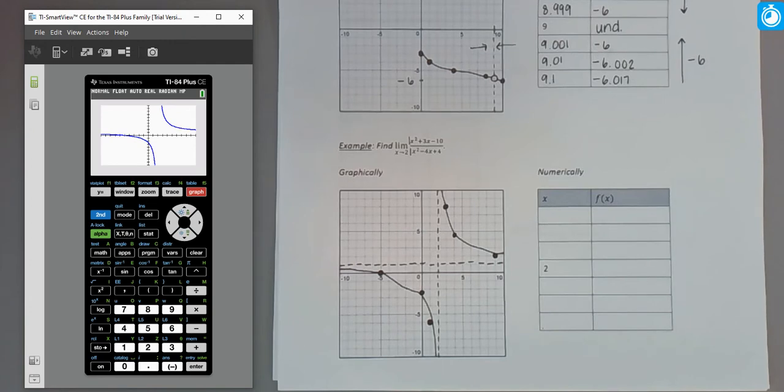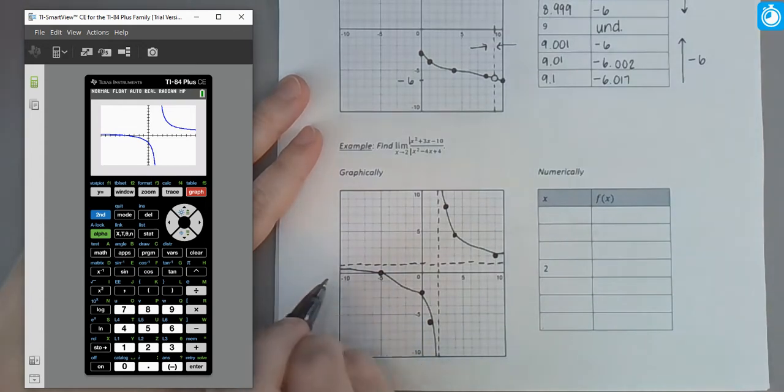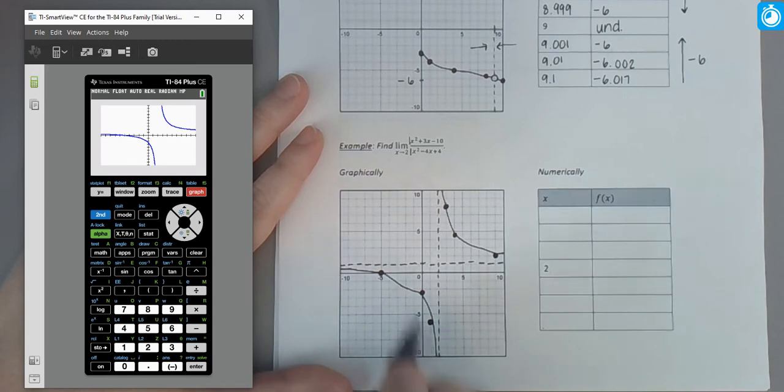Okay, so we're evaluating the limit as x approaches 2. We need to look at the left-hand side. We need to look at the right-hand side specifically of this asymptote. So as we approach 2 from the left-hand side and trace the graph, following the graph as we approach 2 from the left, the graph dips down and we go towards negative infinity. So as we approach 2 from the negative side, it looks like our left-handed limit goes towards negative infinity.